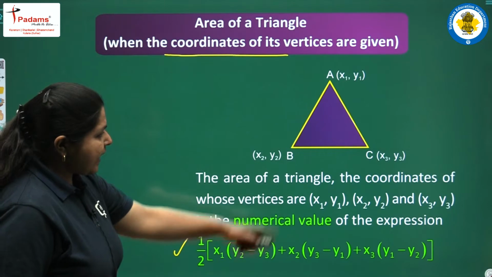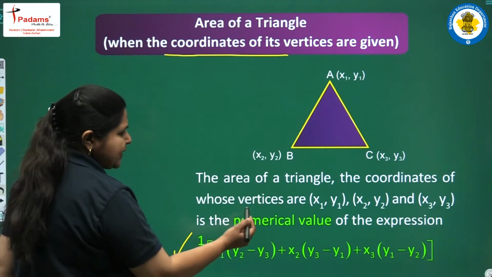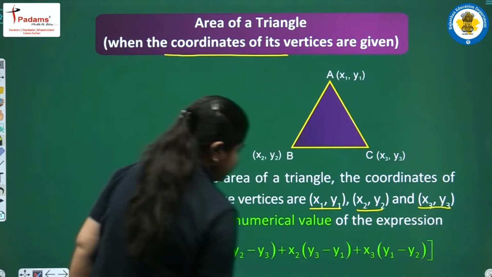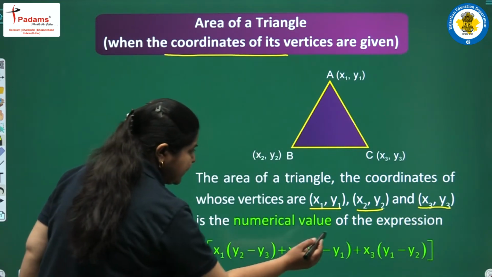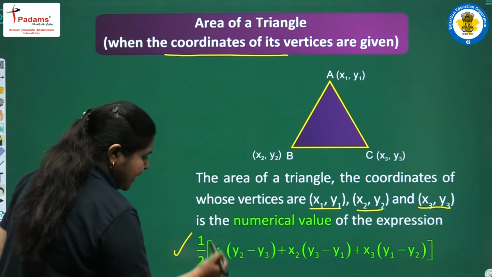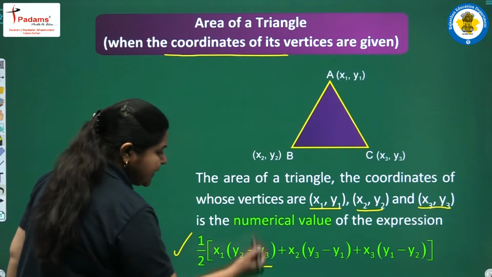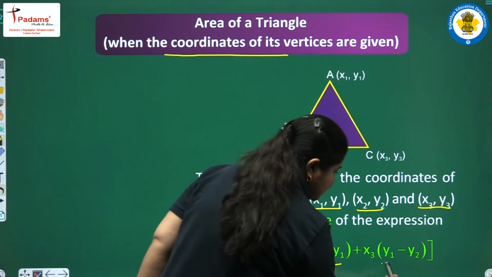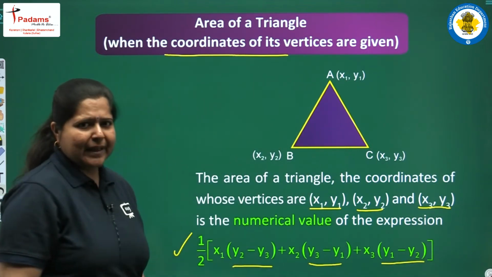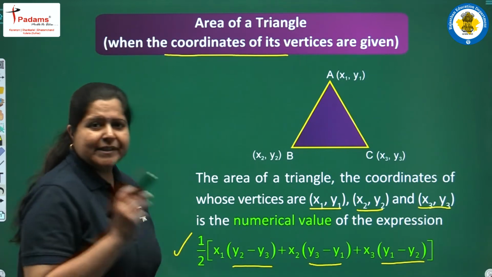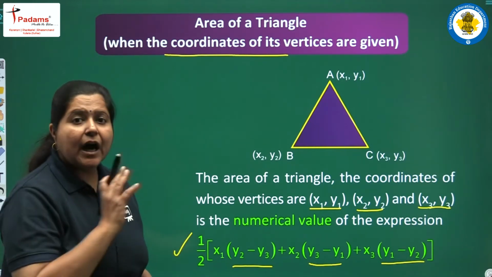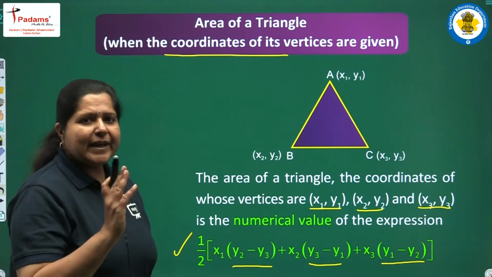The area of a triangle, the coordinates of whose vertices are x1 y1, x2 y2 and x3 y3, is the numerical value of the expression half of x1 into y2 minus y3 plus x2 into y3 minus y1 plus x3 into y1 minus y2. Now this formula looks a little bit difficult. Let us first see how we get this formula, and then we will learn how to apply this formula. We will make it easy for you.